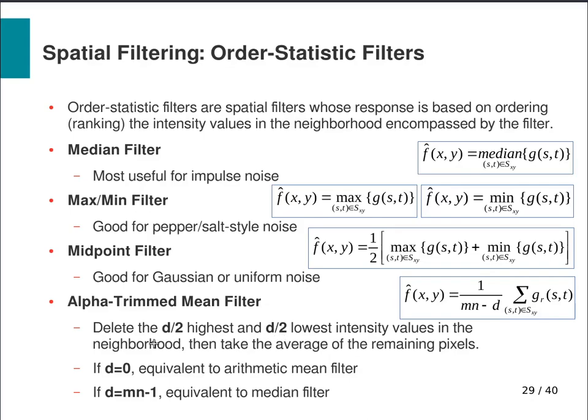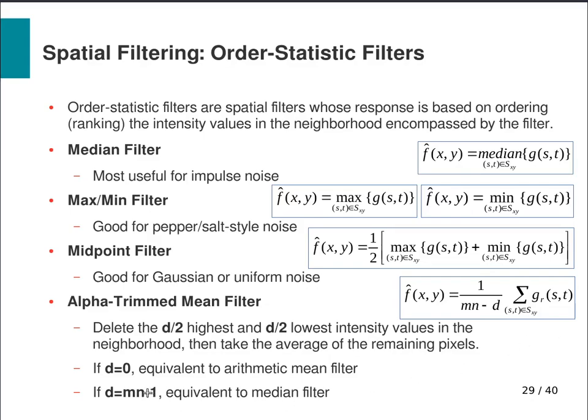So you delete the d/2 highest and d/2 lowest intensity values in the neighborhood. Then you take the average of the remaining pixels. So this is the equation: f hat x and y, basically the new intensity value at location x and y, equals 1 over mn, the total number of pixels in the neighborhood, minus d, and then sum of g r of s t. g r basically signifies that a portion of the intensity values are removed.